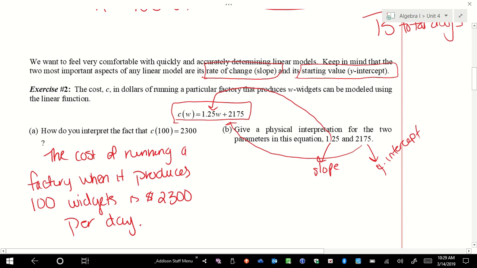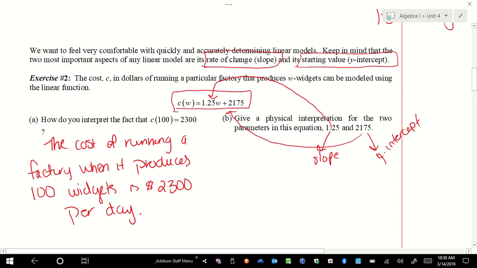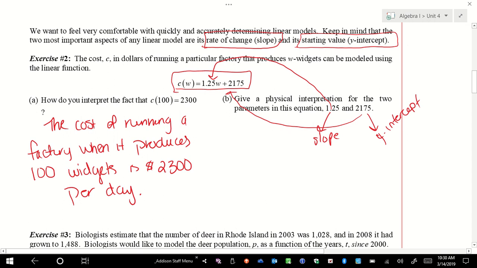Slope stands for rate of change. So what can we say using the words widgets and cost to talk about the slope in this problem? Think about it. What about the y-intercept in this problem? So maybe you're thinking about the $1.25. What does the $1.25 stand for? It stands for the unit cost of producing one widget, because that's the per.